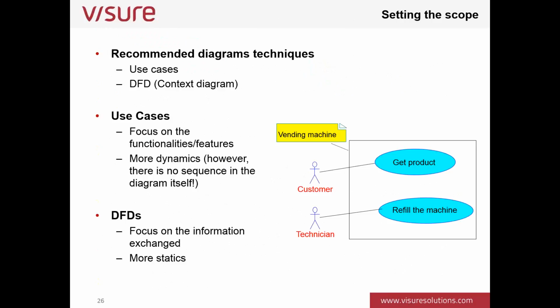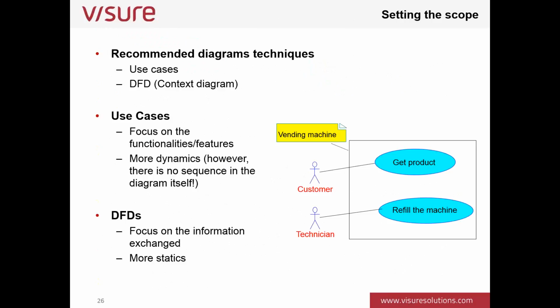However, there is no sequence in the diagram itself. If we afterward explain those use cases by different sequence diagrams and with different scenarios, that will represent sequence. But in the diagram itself, there is no sequence. Okay, take that into account. And the DFD focuses more on the information exchange than on the features offered by the system, and it's of course more static.